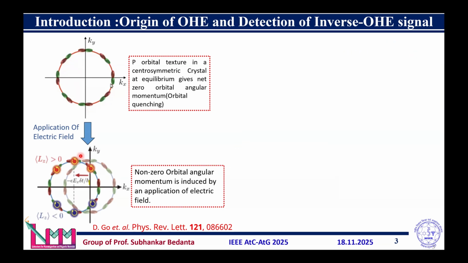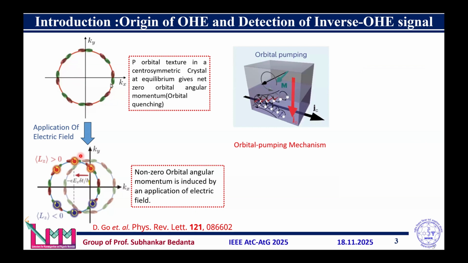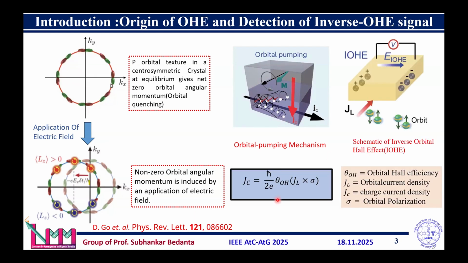But when you generate the orbital current, we cannot detect it electrically. Optically we can detect it by different experimental techniques, but for electrical detection we use the inverse phenomena, that is, orbital pumping and the inverse orbital Hall effect. As one of the previous talks has already discussed this, I am going through it briefly. In orbital pumping, we take a bilayer of a ferromagnet and this low SOC material, and we inject orbital angular momentum from the ferromagnet into the low SOC material, where by the inverse orbital Hall effect we detect the voltage.